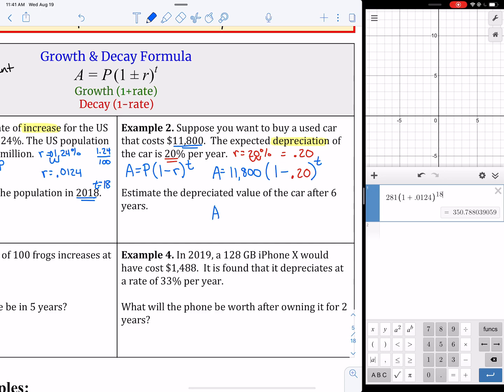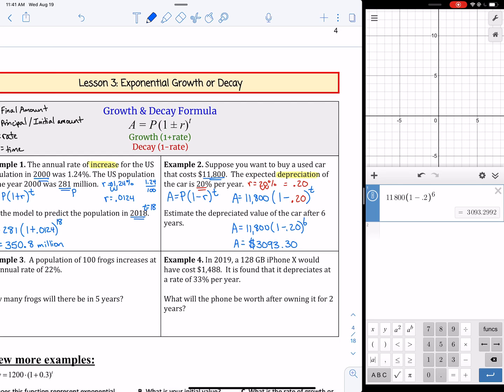But we want to go ahead and fill in what would be the value of this car after 6 years. So let's just go ahead and fill in the time is 6 for this case. And let's type it in Desmos. So I'm going to just type in 11,800 parentheses 1 minus 0.2 to the 6th power. And I get $3,093 and let's round to 30 cents because that would make sense with money. All right, so we get the value of the car after 6 years.